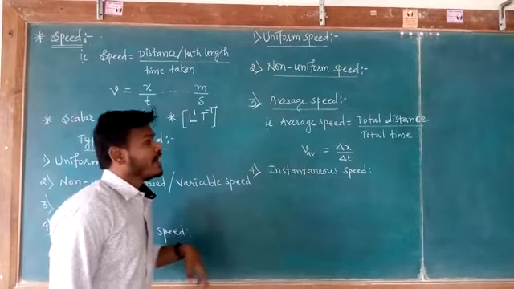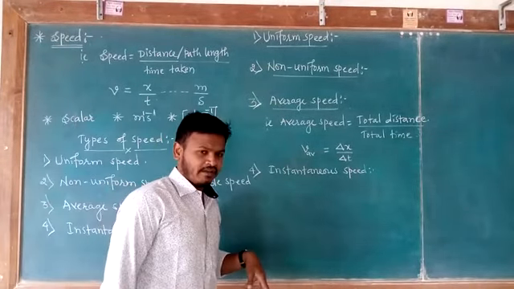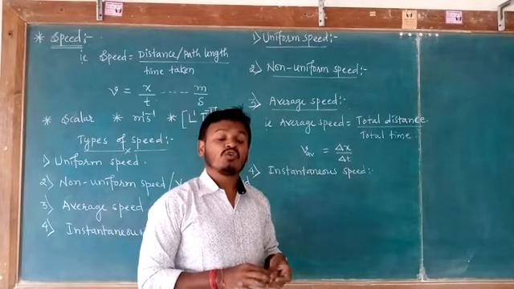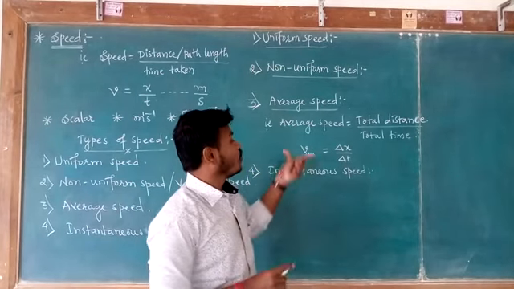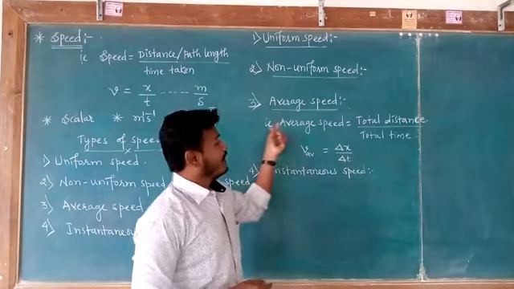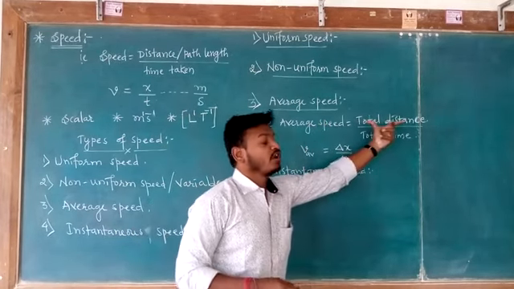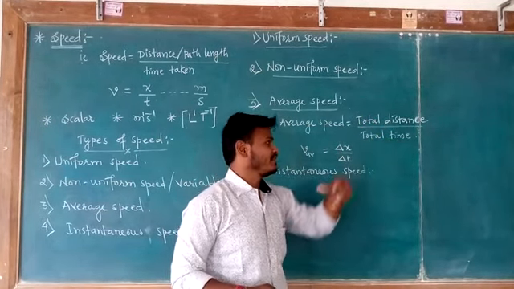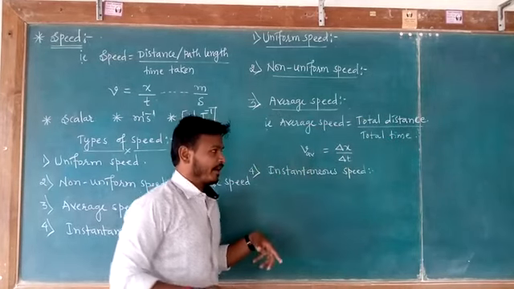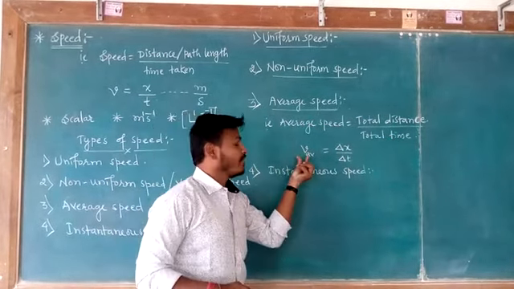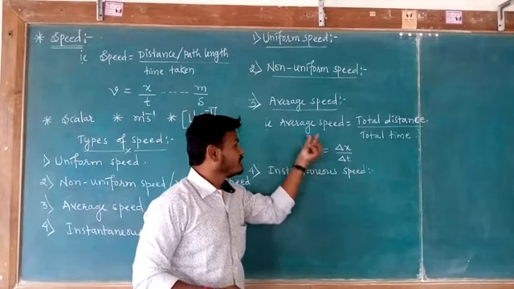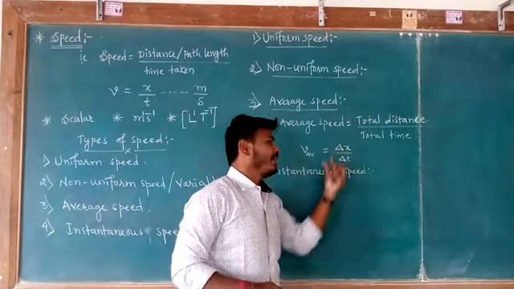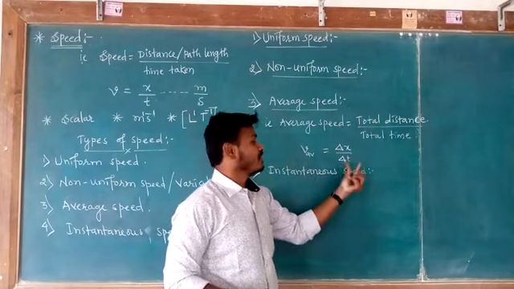One more type of speed we have is average speed. Average speed means the ratio of the total distance traveled by a body to the total time taken. That ratio is known as the average speed of a body. Average speed is numerically equal to the total distance traveled by the body divided by the total time taken to cover that distance. Basically, the average speed is denoted by V with a subscript AV. Let the total distance covered by the body be delta x, and the total time taken to cover that distance be delta t.